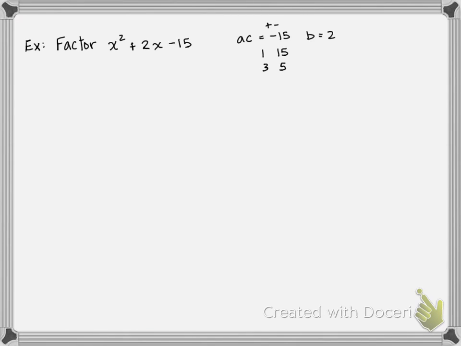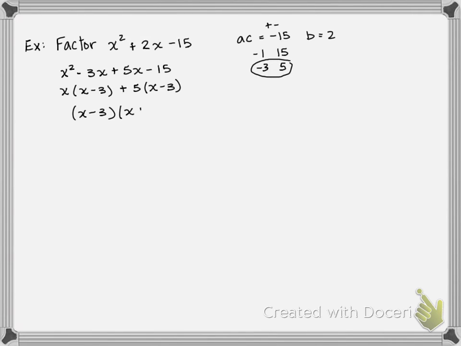Because B is positive, that tells me the bigger number is going to be positive, so I'll throw a negative on the smaller of each pair. And then I see that negative 3 and 5 are the way to go. So we have x squared minus 3x plus 5x minus 15. So x times x minus 3 plus 5 times x minus 3 gives me x minus 3 times x plus 5.